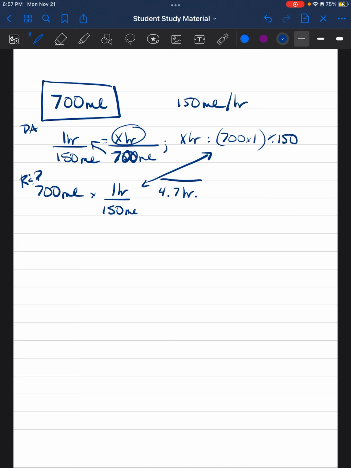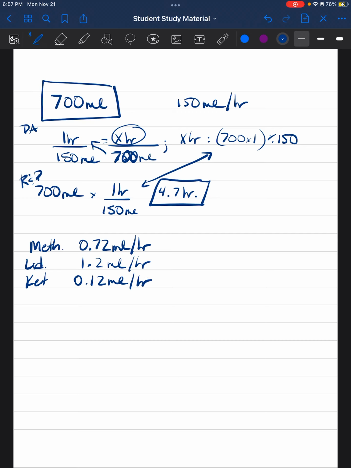Okay, so now we know how many hours we need to multiply our drugs by. So we said for our methadone, we needed 0.72 mils per hour. Our lidocaine, we said we needed 1.2 mils per hour. And for our ketamine, we said that was 0.12 mils per hour. Now what we do is we're going to multiply all of these by 4.7 hours, and that's going to give us how much drug needs to go in these bags.